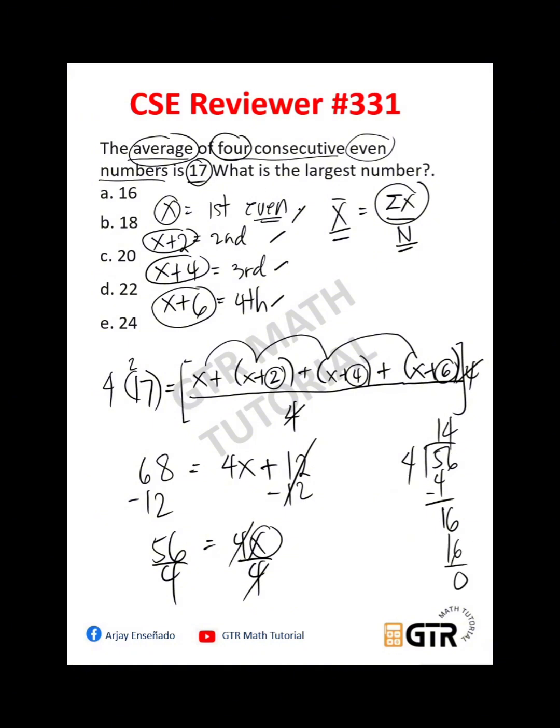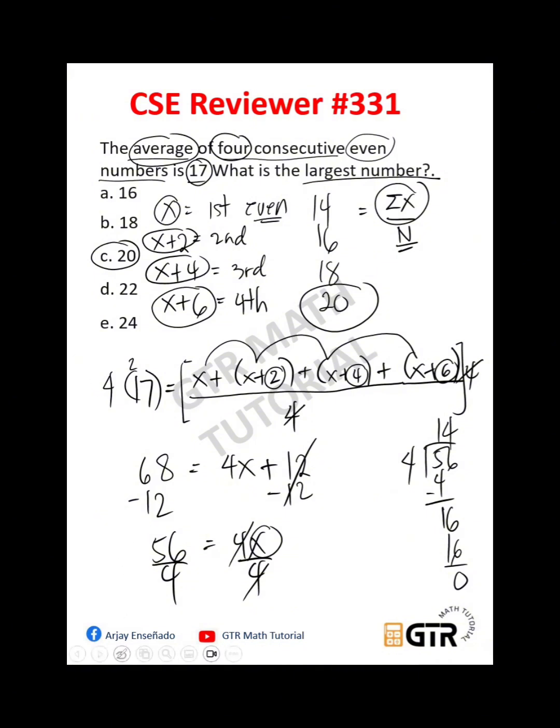So therefore, the first even number is equal to 14. The second, 14 plus 2, so we have 16. The third is 18, and then the fourth is 20. So we are looking for the largest number. What is the largest number? The largest number is 20. The correct answer is letter C, 20.